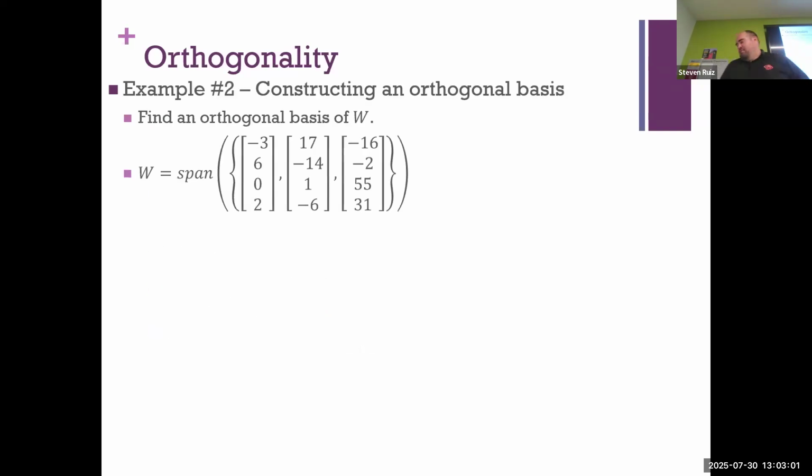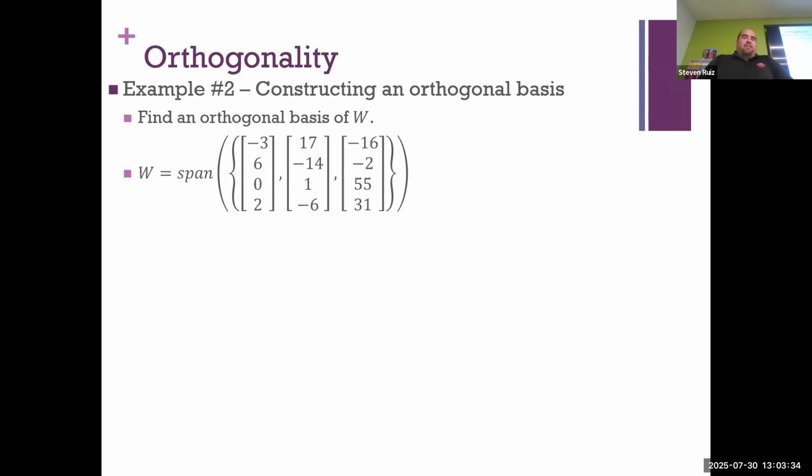All right, so let's do one with a third vector in it. I want to find W, this subspace, this portion of R4 spanned by these three vectors. But these vectors are not orthogonal to each other. They're not pairwise orthogonal. So I'd like to replace it with something that is. There's no real reason to call the very first thing I wrote U1. We just have to pick one.